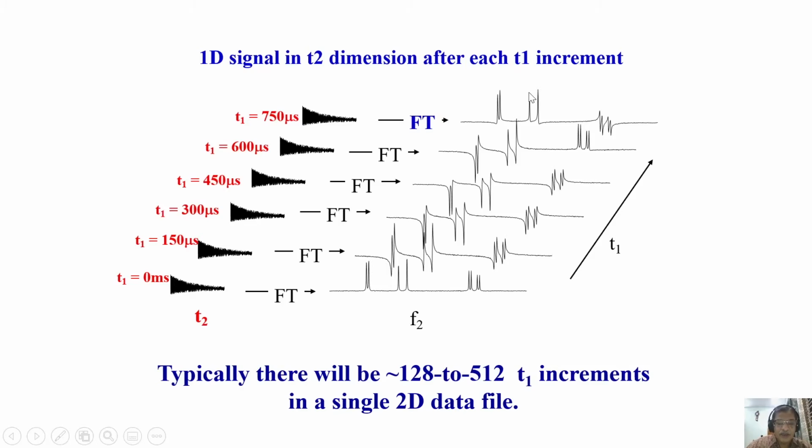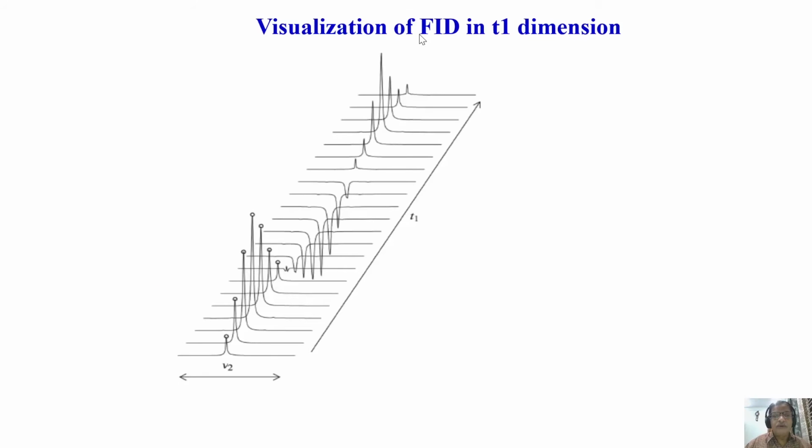You can typically have 128 to 512 points or even 1k data points depending upon the size of your memory and the information content you want. Depending upon what type of information you want, you can have that many T1 increment points. That's fine. Now look at this one, how we visualize an FID in the T1 dimension.